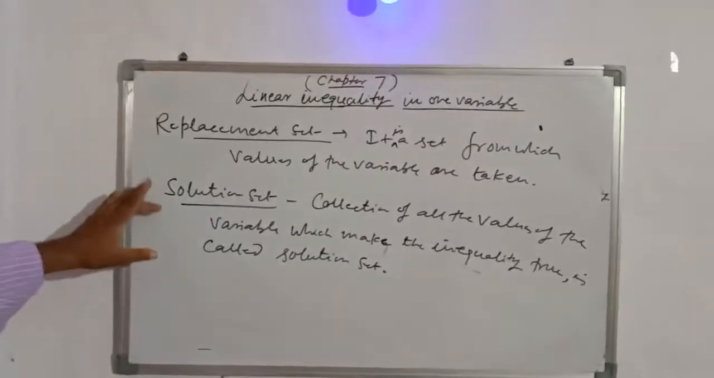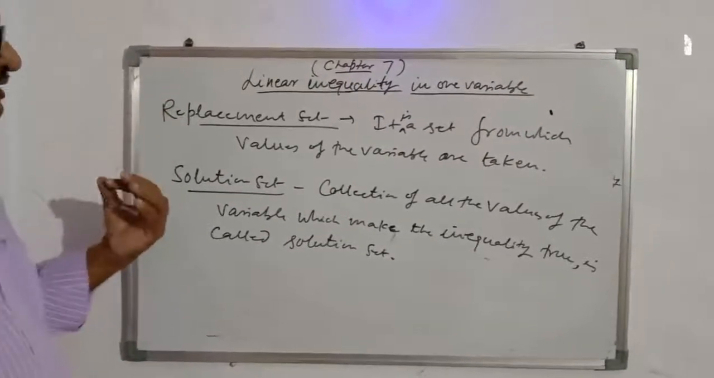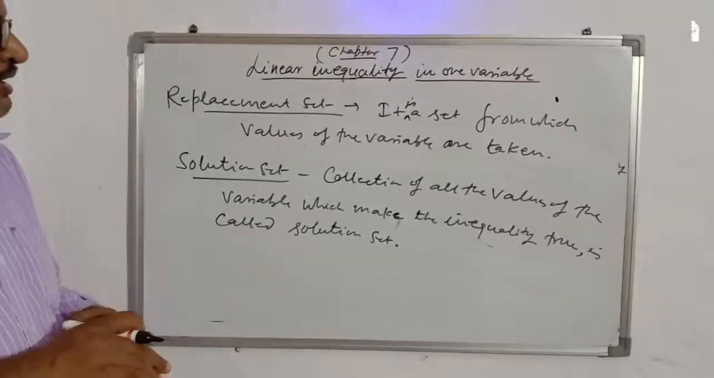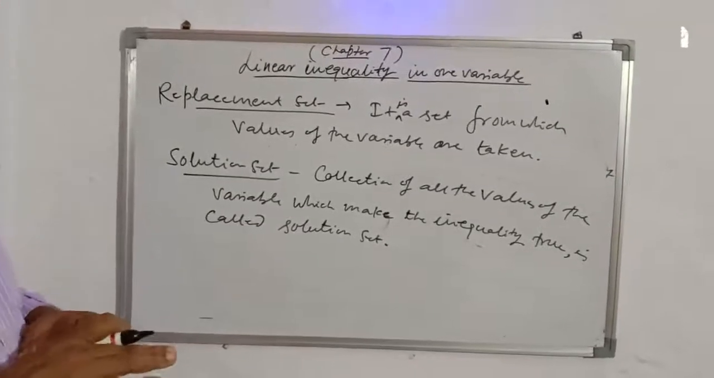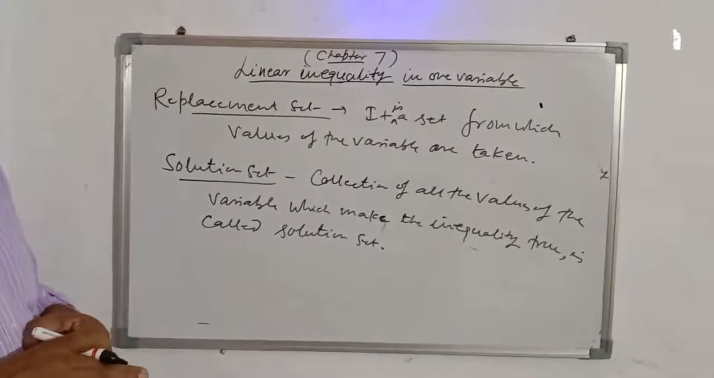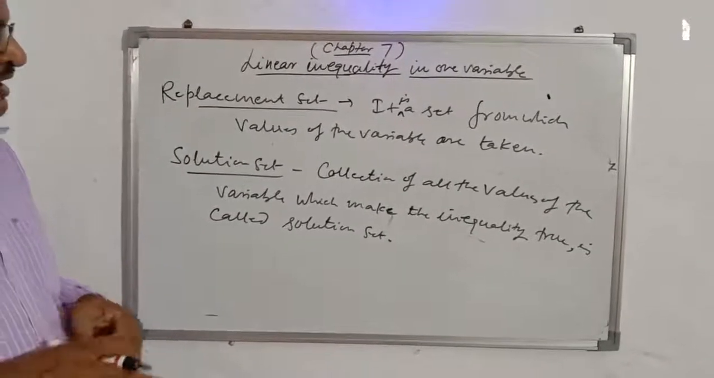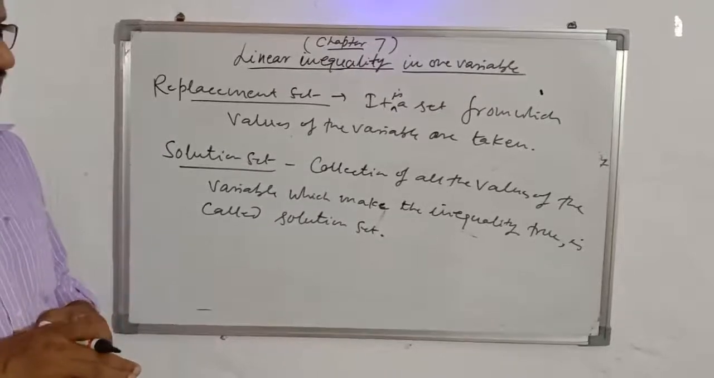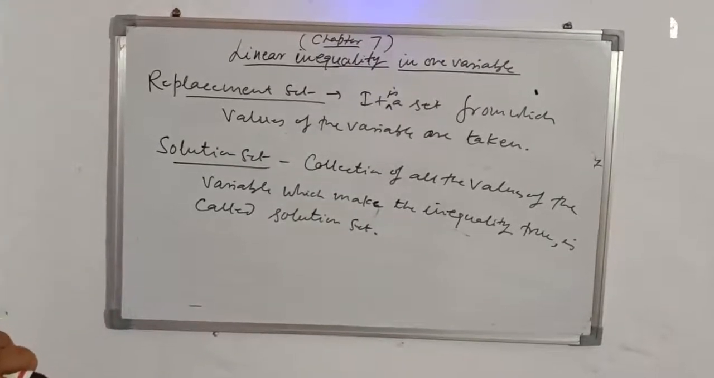So we have covered replacement set, solution set, and properties of the linear inequality. What is a linear inequality in one variable? I explained it, and I hope it is clear to you. Now we will take some problems to make it clearer how we can solve a linear inequation. So let us see some questions from the exercise.